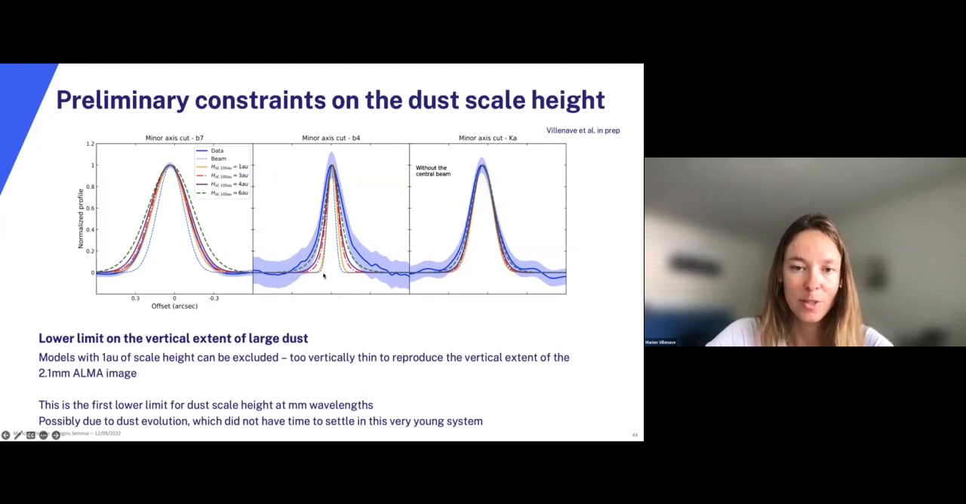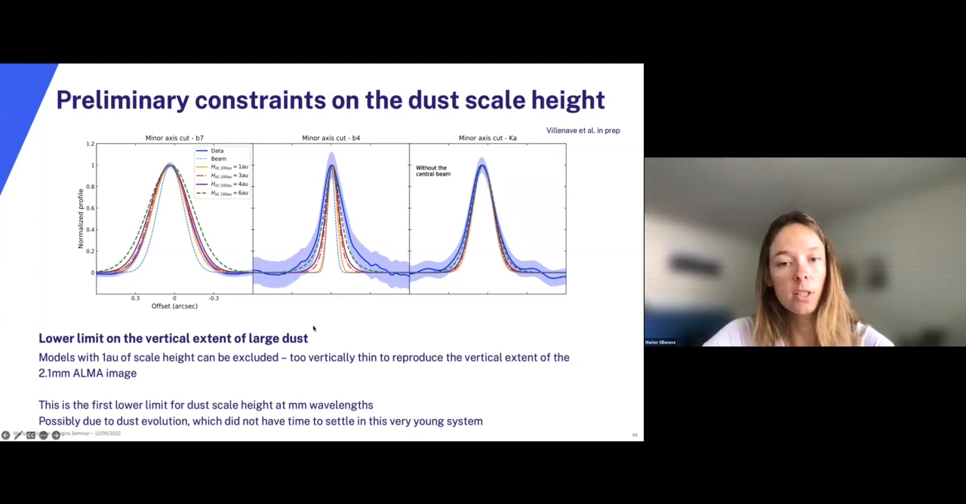They're maybe going to change, but I would like you to focus on this in the center, which is a minor axis cut of this well-resolved band 4 data. You have the data here in blue. And what I would like you to look at is this yellow line here. You can see that it is a model with a scale height of 1 AU, and you can see that it clearly does not match the band 4 actual vertical extent.